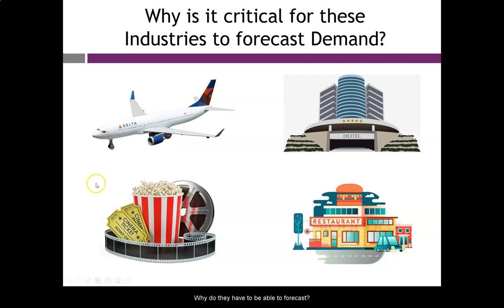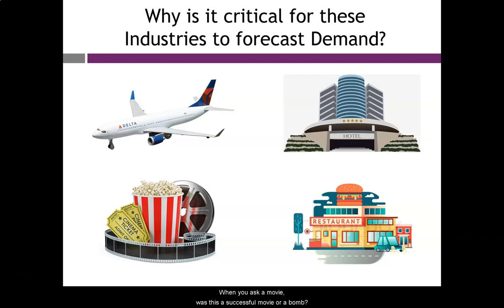Movies. Why do they have to be able to forecast it? Well, largely, it determines their budget, right? Where they can shoot, what stars they can afford. They have to know, here's how much we think this movie is going to return. Now we can build our budget based on what it's going to return.